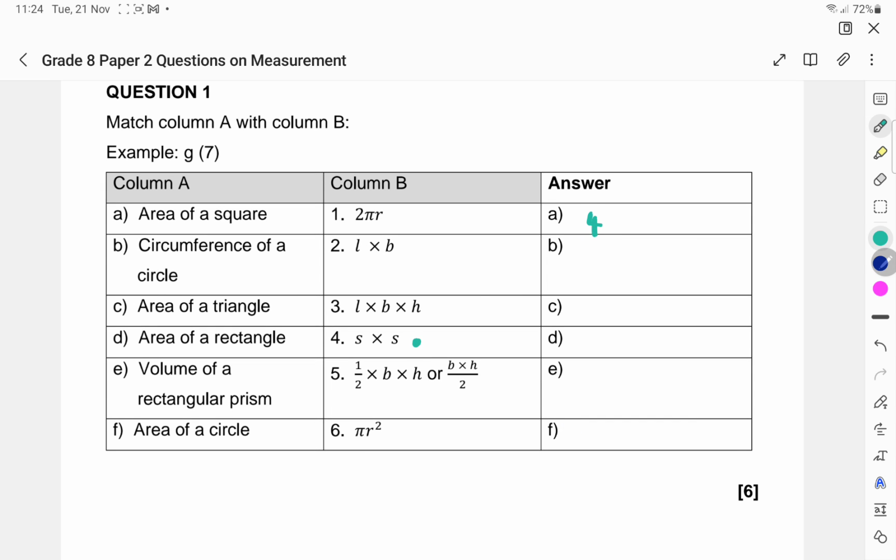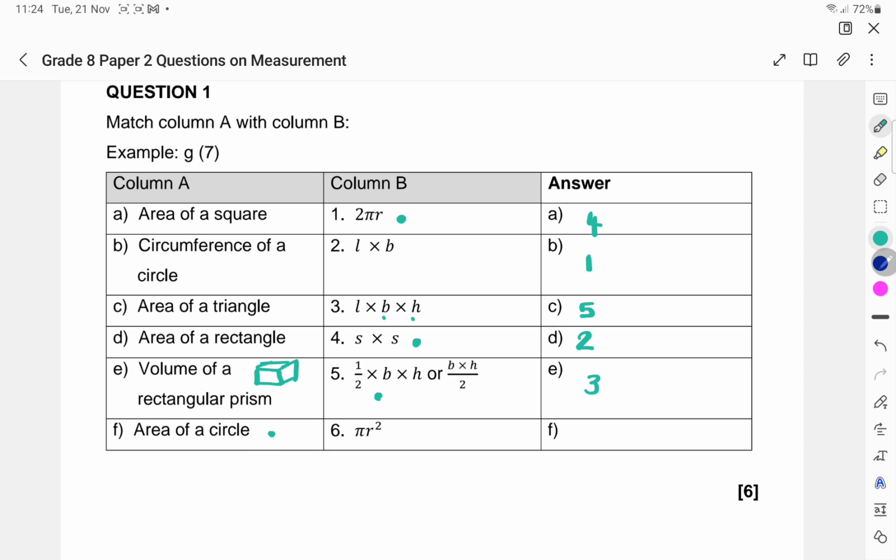So A is 4. The circumference of a circle is 2 pi r, which is number 1. The area of a triangle is half base times height, or base times height divided by 2. So that one belongs to number 5. The area of a rectangle is length times breadth, which is number 2. The volume of a rectangular prism. So a rectangular prism looks like that, like a box. And that would be length times breadth times height, which is number 3.